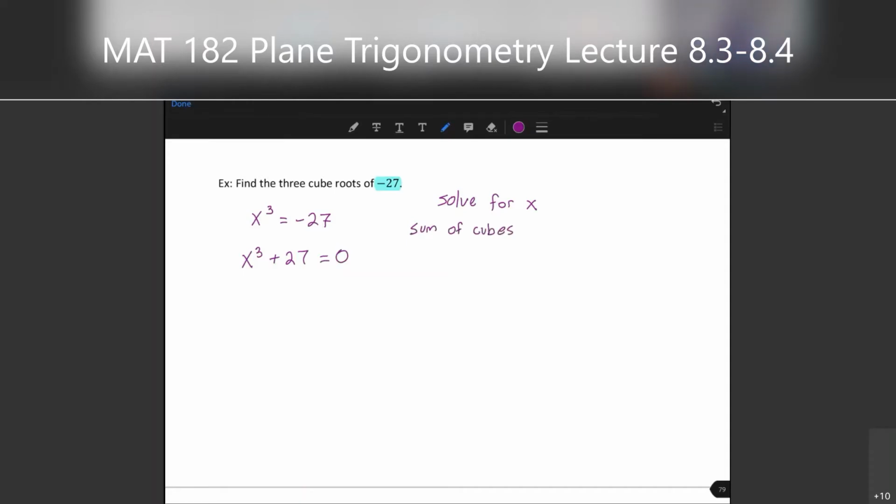And so if you think back to our algebra, there is a way to factor this that we can consider. This does factor as x plus 3, and then we'd have x squared minus that same 3x, and then plus 9 equal to 0.